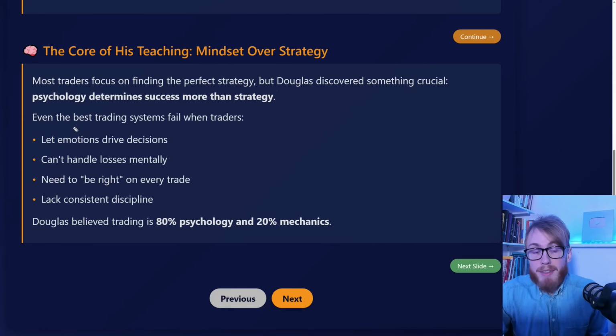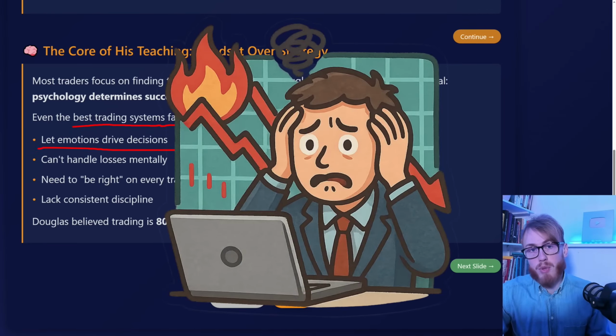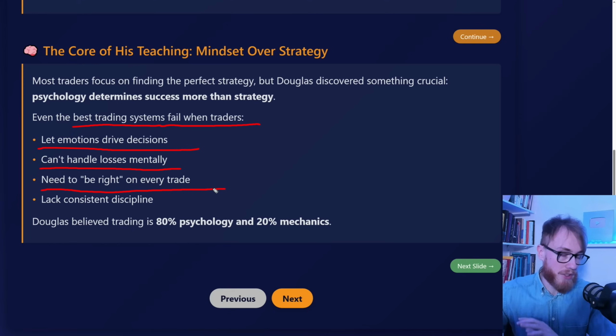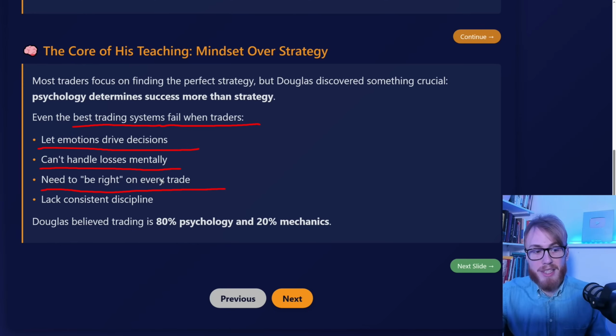So here, even the best trading systems fail when traders either 1. Let emotions drive their decisions, 2. Can't handle losses mentally. This is very important. You need to be able to handle your losses. This is also very important. The need to be right on every trade. This is something you have to stop. This is a mindset you really have to leave here. Another very key thing is lack of consistent discipline.